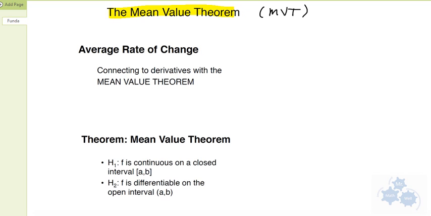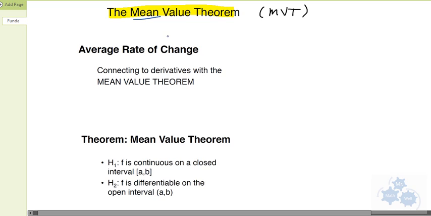Okay, the mean is average, right? When we talk about mean in math, that means the average. And so we're going to be talking about the average value theorem. And of course that word average has to do here with rate of change. And what is rate of change when we talk about calculus?